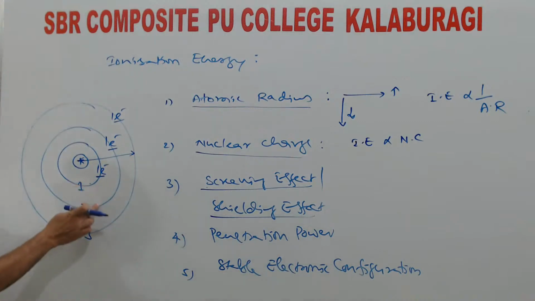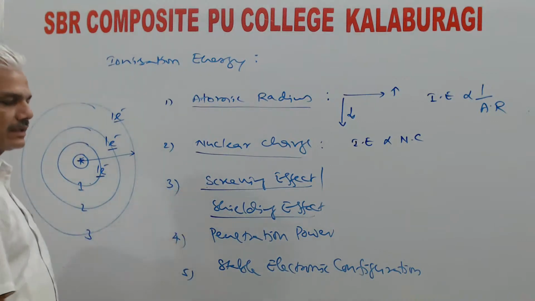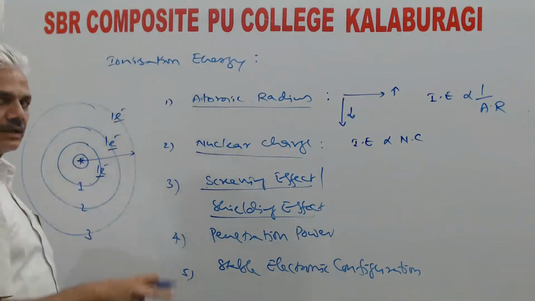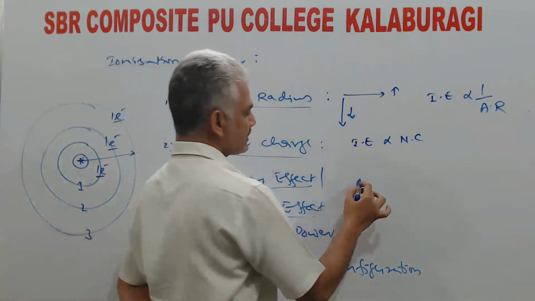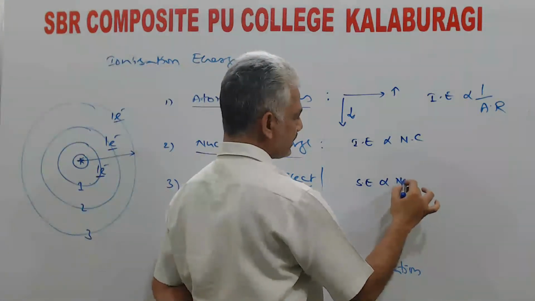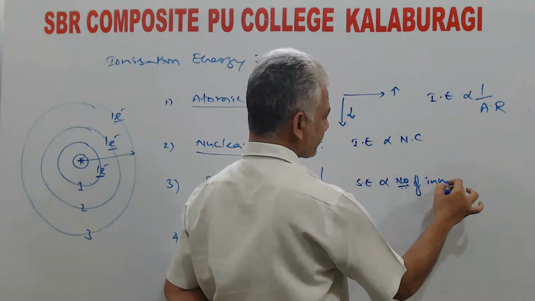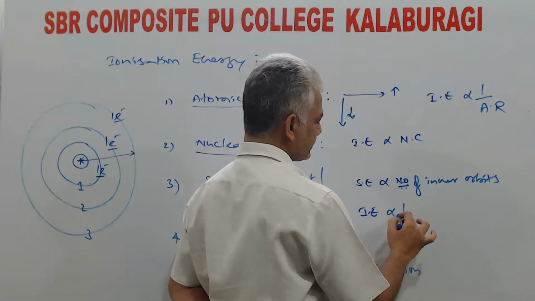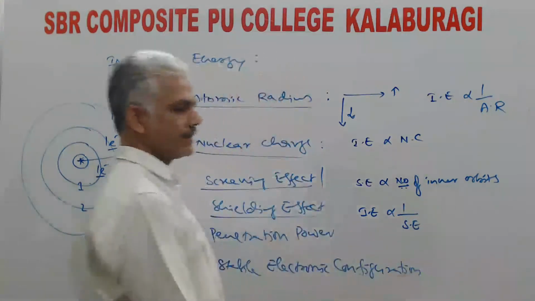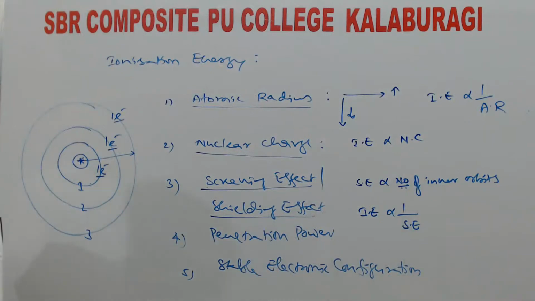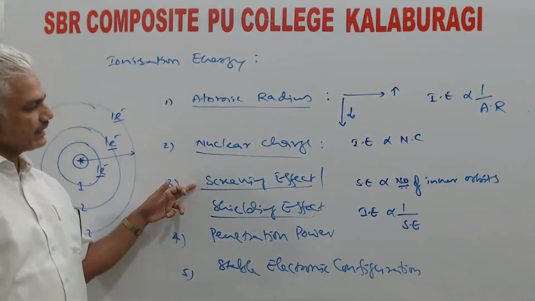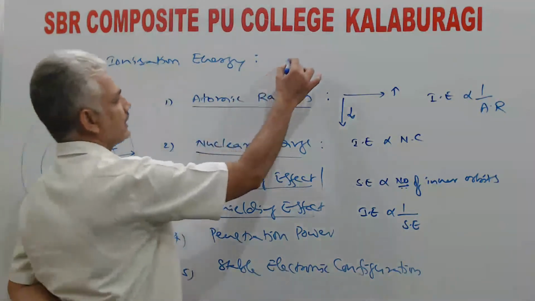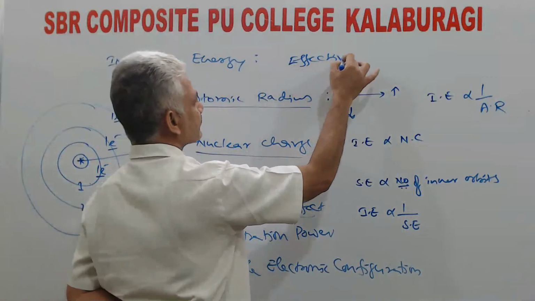With increase in the number of inner orbits, magnitude of screening effect increases. And when screening effect increases, ionization energy decreases. That means screening effect is directly proportional to number of inner orbits, and ionization energy is inversely proportional to screening effect. That is why, by considering screening effect and nuclear charge, another term called effective nuclear charge has been introduced.